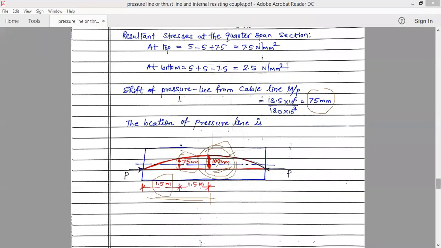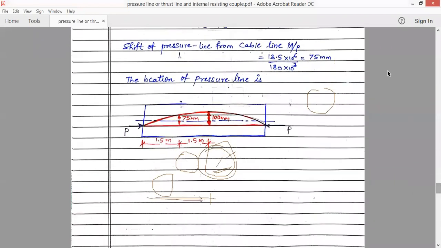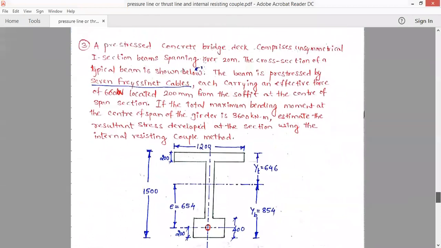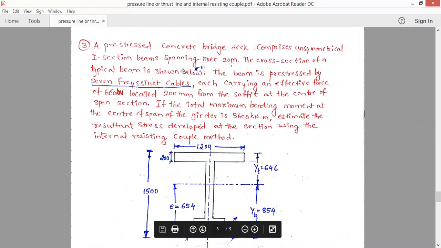So going to the next example, the third example we'll see now. A quite different problem I have considered. It is an I section now. Here, a pre-stressed concrete bridge deck comprises an unsymmetrical I section beam spanning 20 meters. Length of the beam is 20 meters. Such problems I am going to give in the assignments also. So be careful about these and go through this carefully.